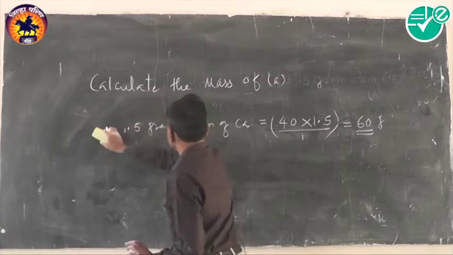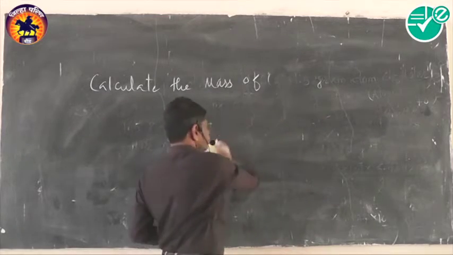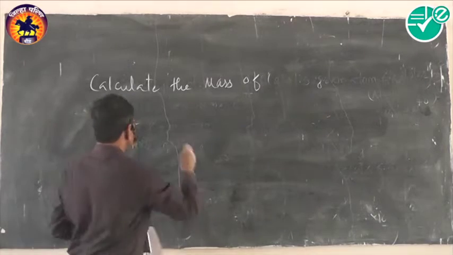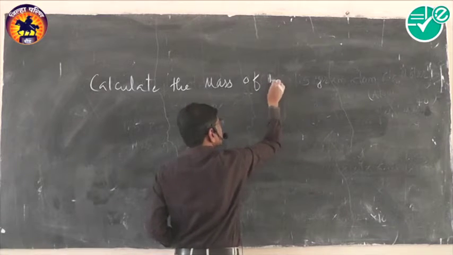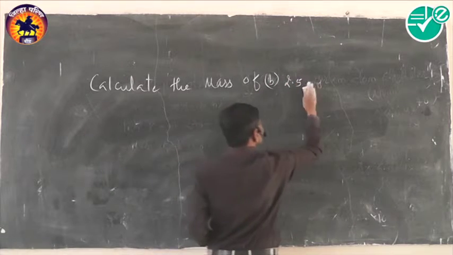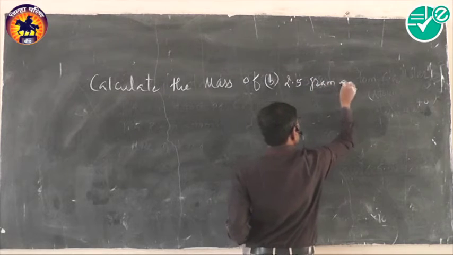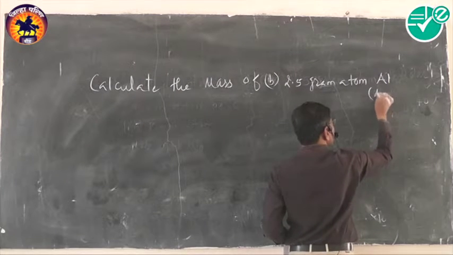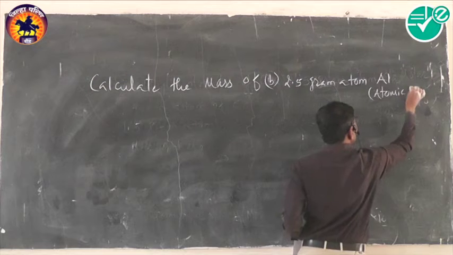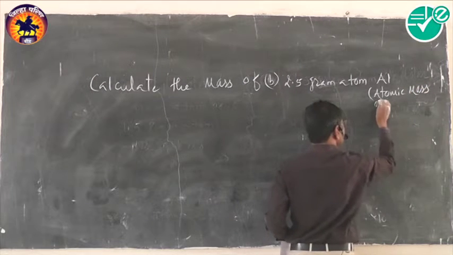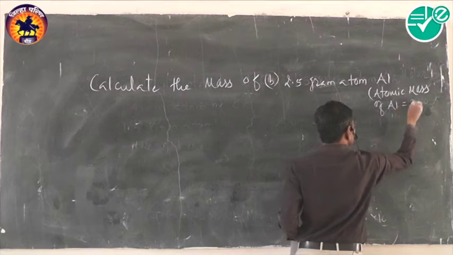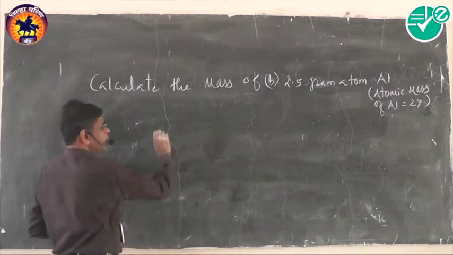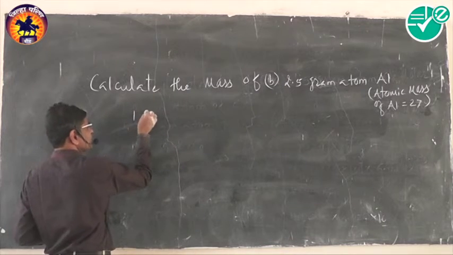Now second, again we have to calculate the mass of 2.5 gram atom of aluminium. So here, atomic mass. Now the atomic mass of aluminium is equal to 27 gram per mole. Now 2.5 gram atom of aluminium, again remember the same concept.